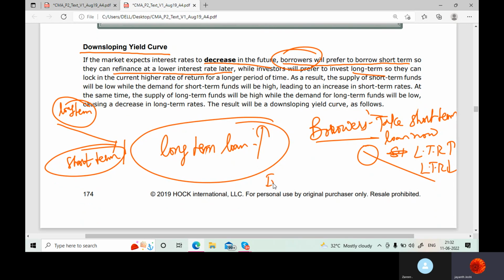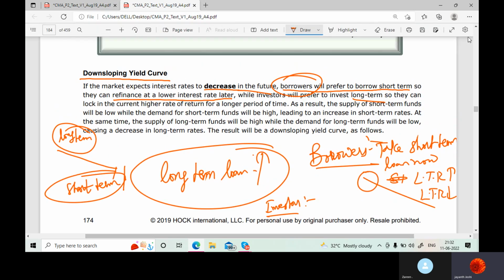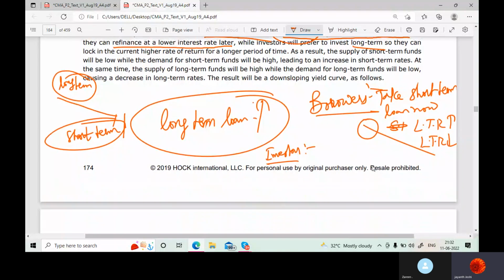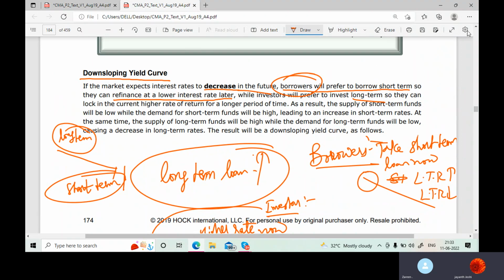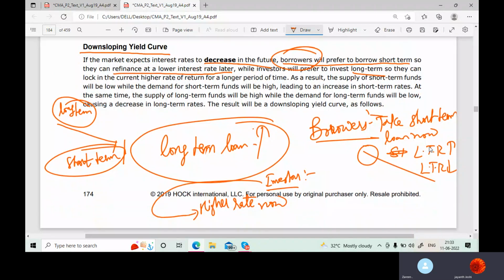Now let's see from the investor's perspective. Borrowers are the banks, and investors are the people who give loans to the banks, the borrowers. They buy the bonds. Investors will prefer to invest long term. Why will they invest long term? Because they are getting a higher rate now, am I right? Investors are getting a higher rate now, so they want to invest for long term because they want to enjoy higher interest rates. Yes, sir. So they can lock in the current higher rate of return for a longer period of time.